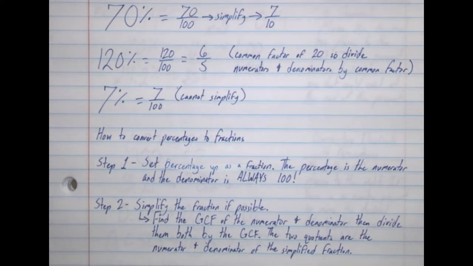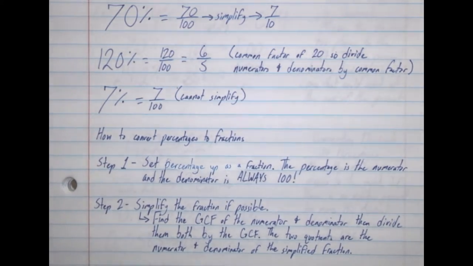So let's try with 120%. That means 120 out of 100. When we simplify, we have a common factor of 20, so we're going to divide both the numerator and denominator by that common factor of 20, and we end up with 6 over 5. Or if you converted that to a mixed number, it would be 1 and 1/5. The last example we have is 7%, and that is the same as 7 over 100. They have no common factors other than 1, so we cannot simplify those.